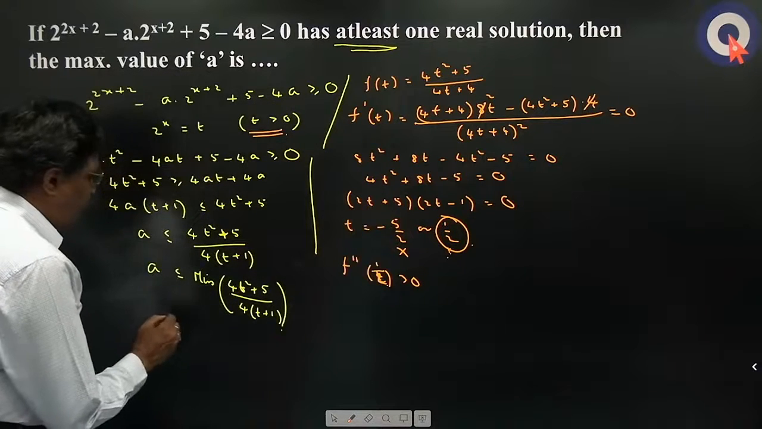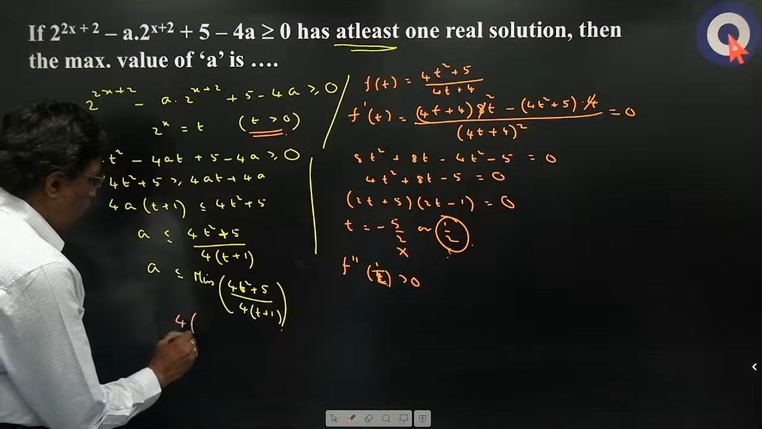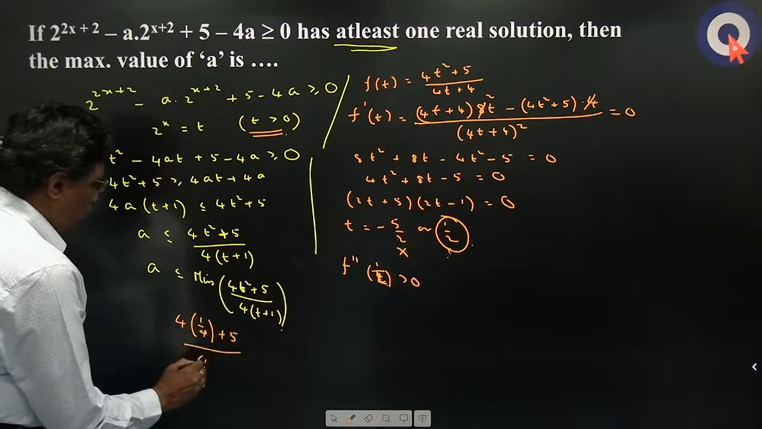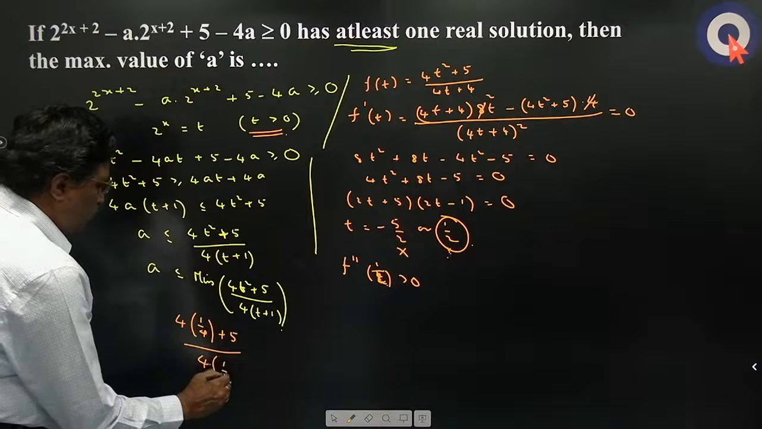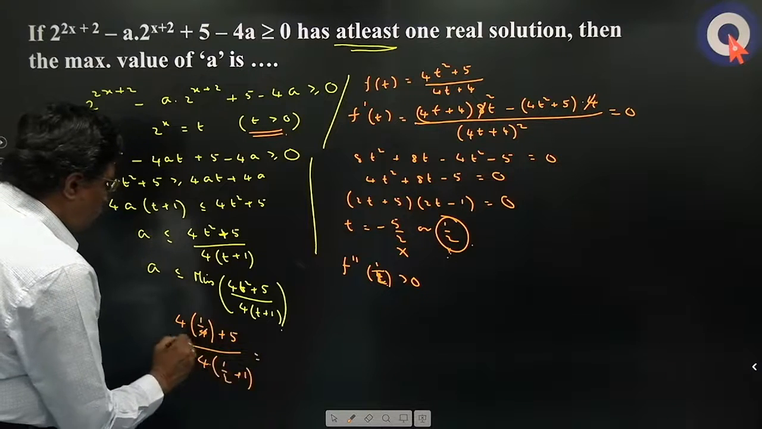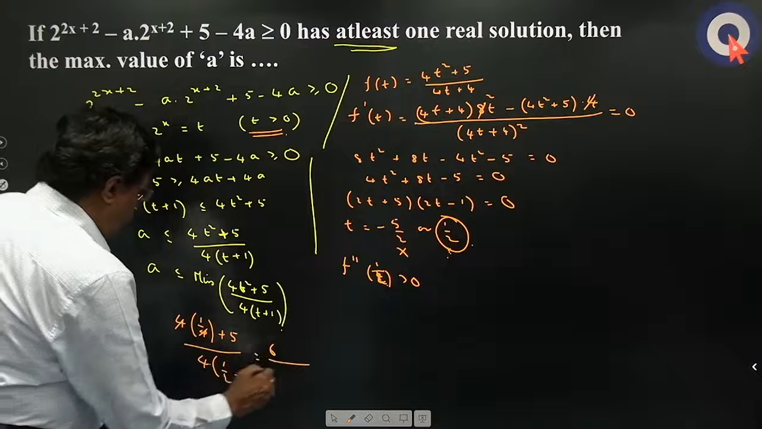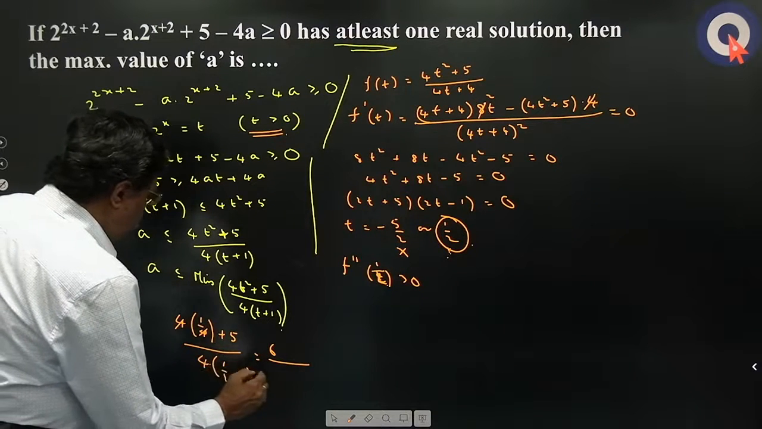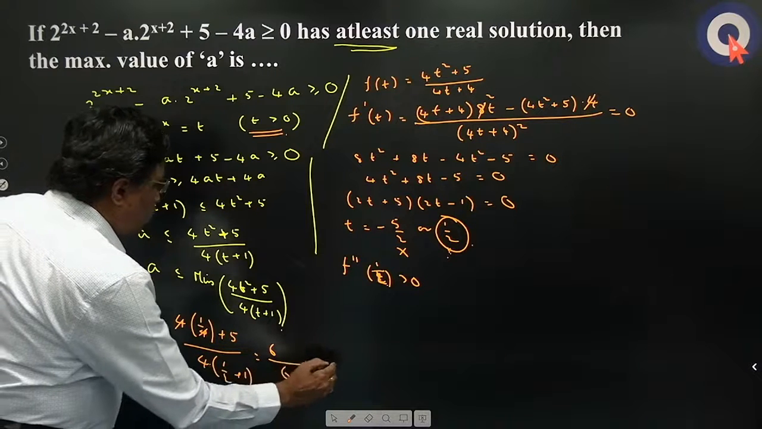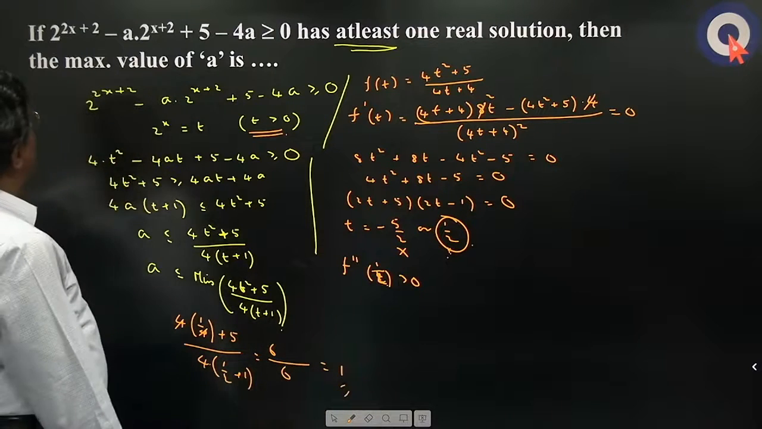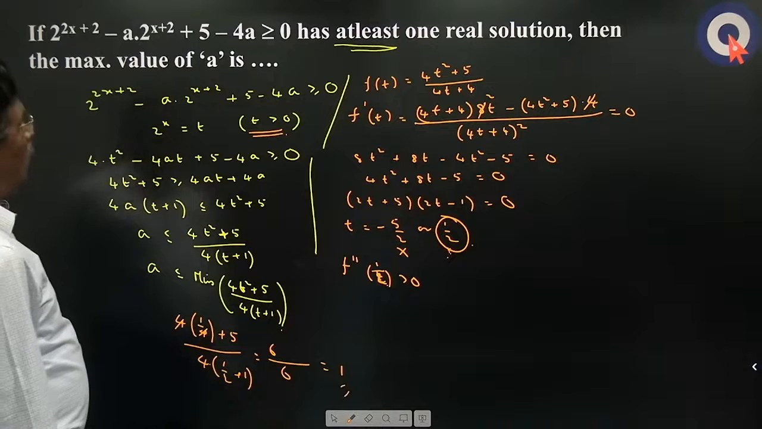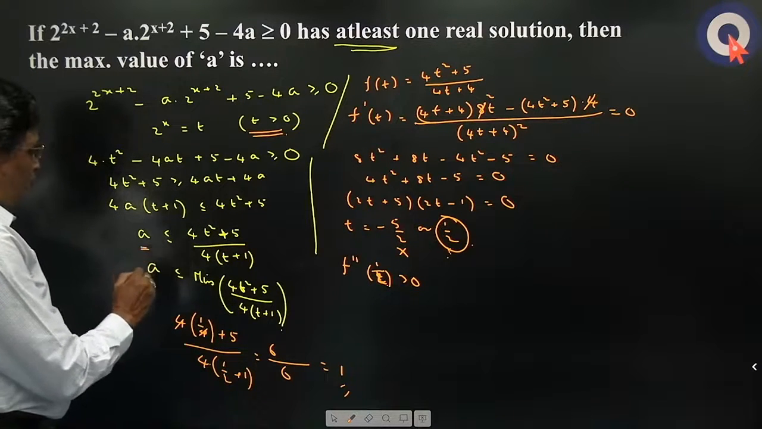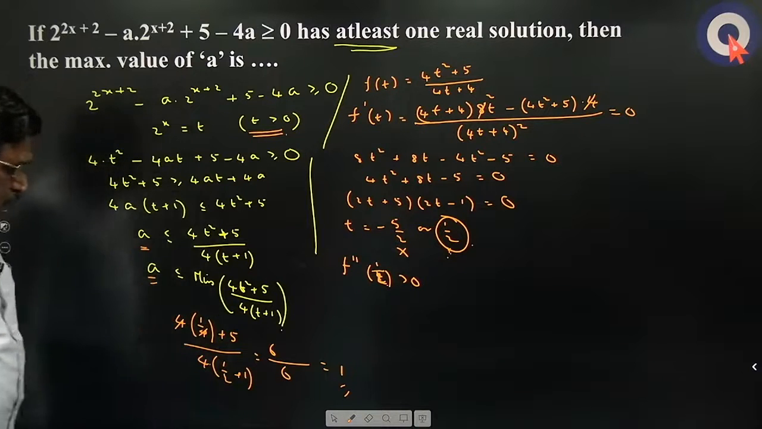That minimum value is 4 into 1/4 plus 5/4 into 1/2 plus 1. So, this becomes 6 by 2 plus 4, 6. So, what you are getting is 1. So, the maximum value of A has to be equal to 1. So, this is the required answer.